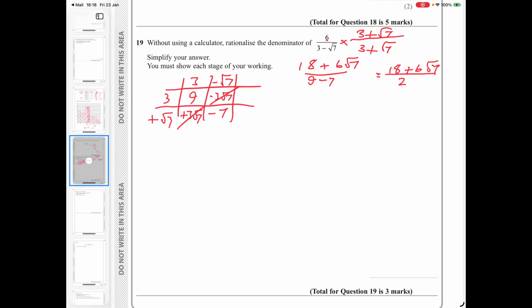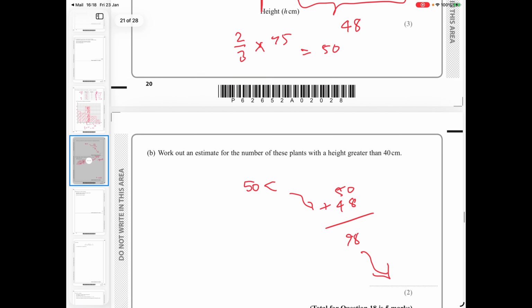But we can simplify that by saying 18 over 2 is 9 and 6 over 2 is 3. So we put root 7 after that. And that is it for a minute.